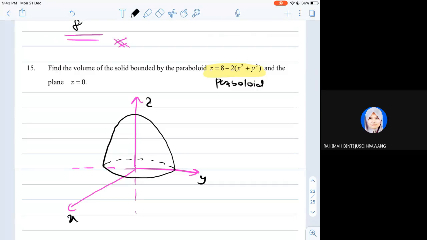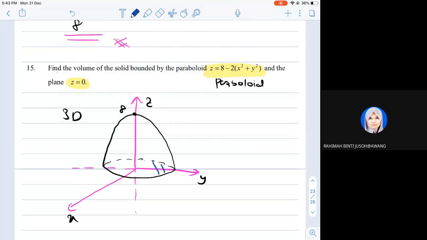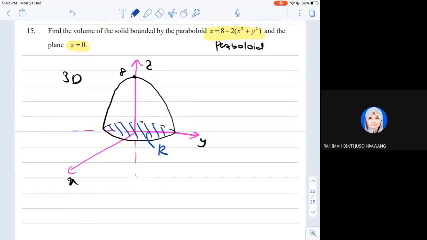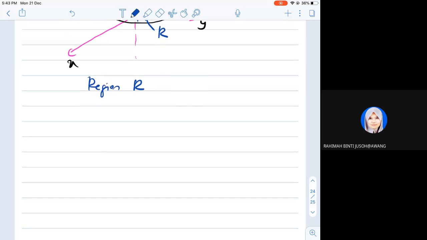Okay, so this is 3D. And then here should be 8. Okay, on the plane Z equals to 0, of course we will have region R. Region R is at the bottom. This is region R. The whole thing is region G. We will learn this in the subtopic 4.6 later, triple integrals in cylindrical coordinates. So now let us sketch region R. What did I say region R is? The XY plane, right?